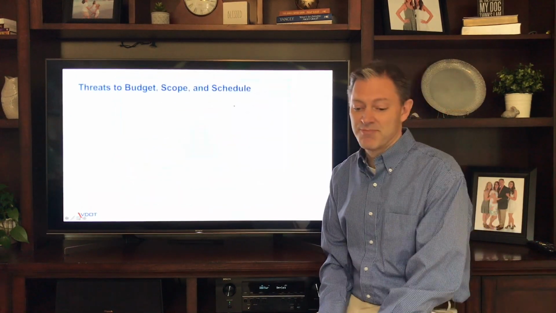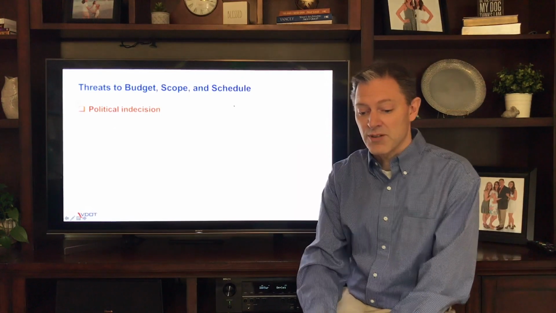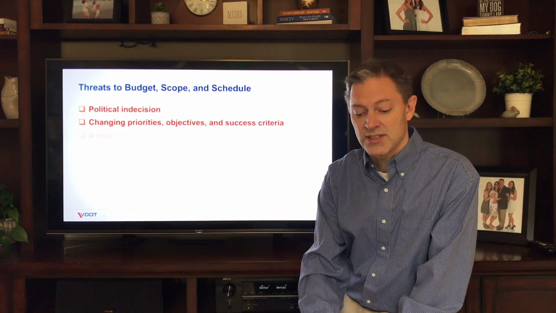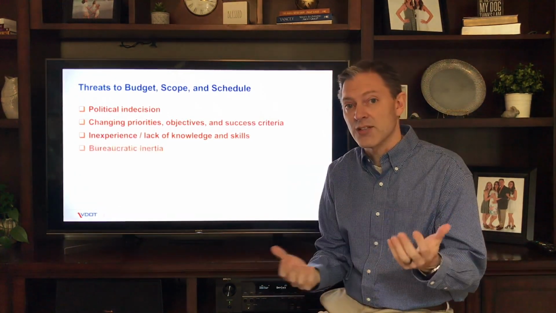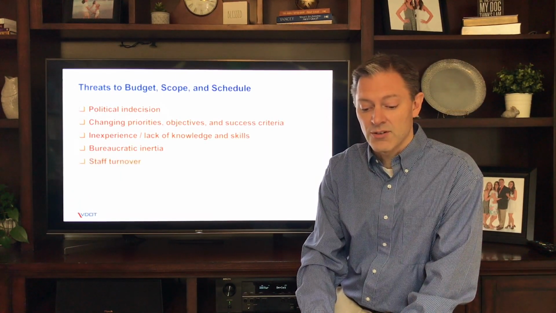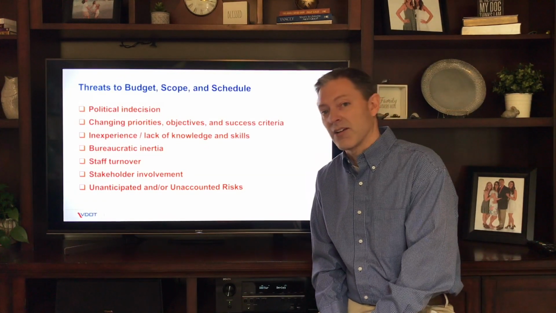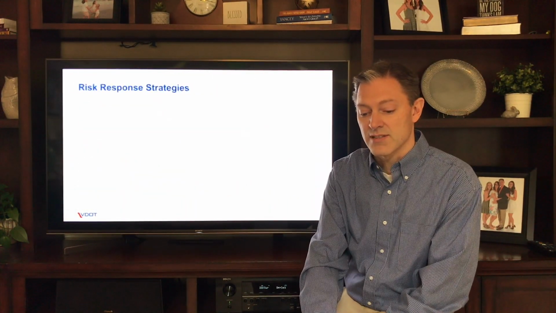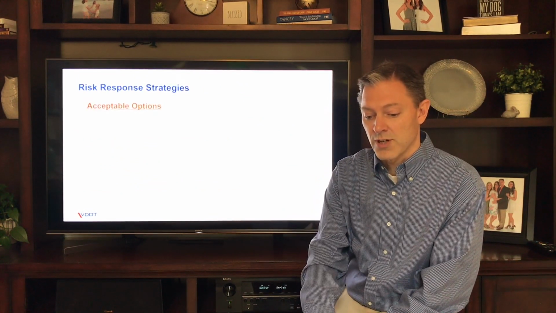But things happen. And there are a lot of threats to budget, scope, and schedule. And some of these you may have experienced: political indecision, changing priorities or objectives or success criteria, inexperience or lack of knowledge and skills, be it with the project management or with those on your team, bureaucratic inertia, staff turnover, stakeholder involvement, or finally unanticipated and unaccounted risk. And these are really important because risks do change as the project progresses, and how you respond to them can really matter how you produce your projects.